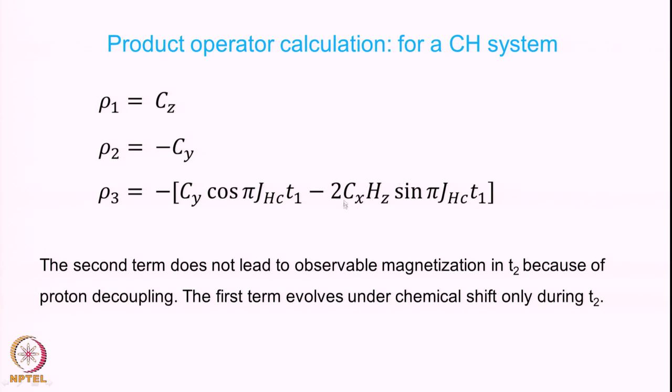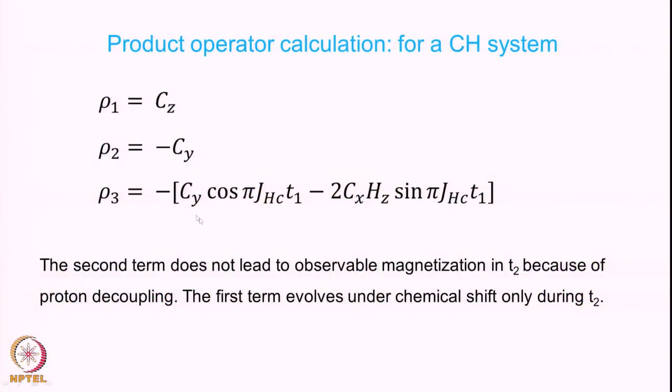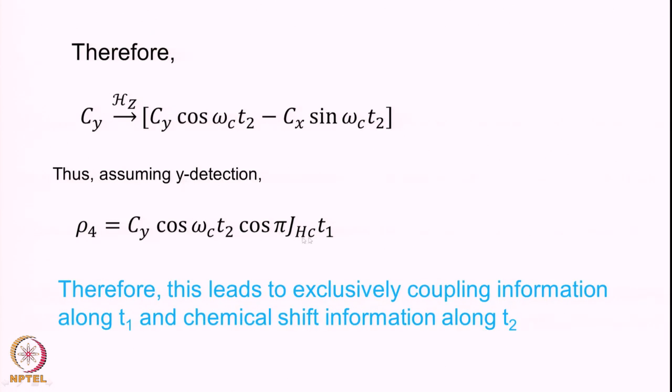So this is antiphase magnetization. When you decouple, the two antiphase terms will simply collapse, and therefore you will not have any signal coming from this Cx Hz term. So what will remain is only Cy, and we need to consider the evolution of this Cy term only. So now we consider the Cy evolution during t2 under the influence of the chemical shift or the Zeeman Hamiltonian only. What does it give me? This Cy gives me Cy cosine omega_C t2 minus Cx sin omega_C t2.